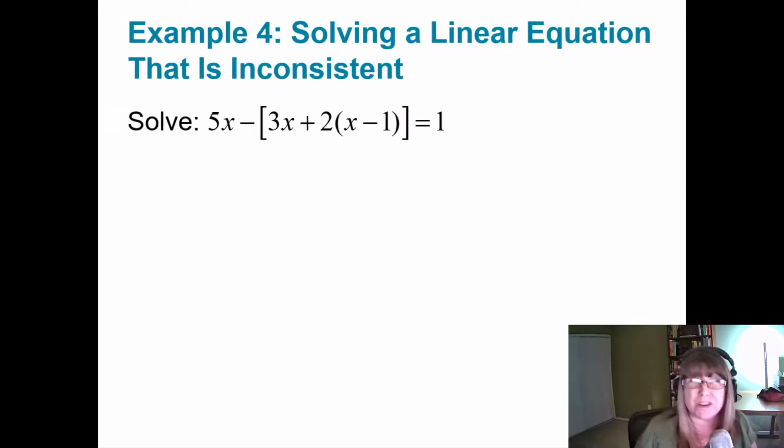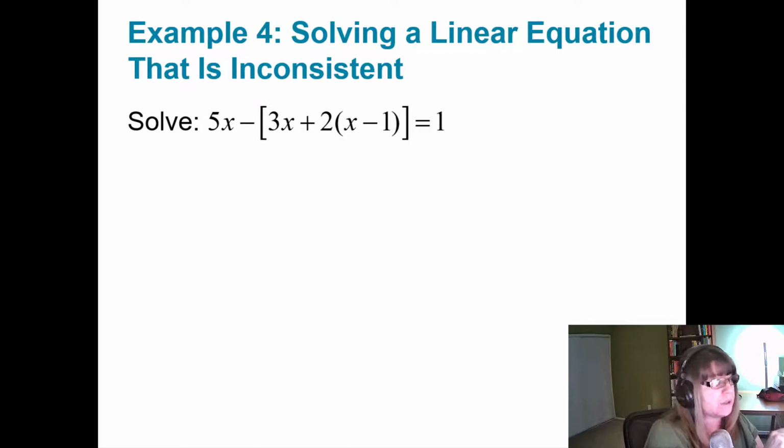On occasion, you might run into a linear equation that just doesn't make sense. You get the answer of something like 8 equals 3. Well, 8 doesn't equal 3. Or maybe you have negative 5 equals 10. Well, negative 5 doesn't equal 10. That's a situation where it's inconsistent. It's a linear equation that's inconsistent. So let's take a look at how this can happen.